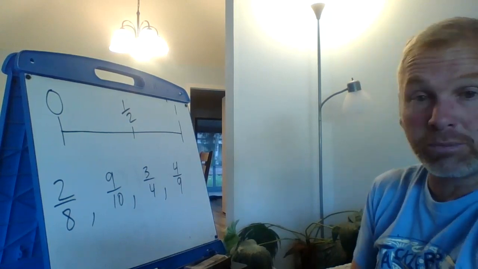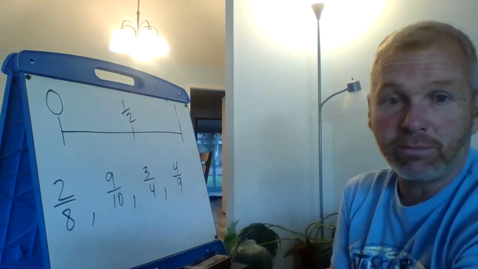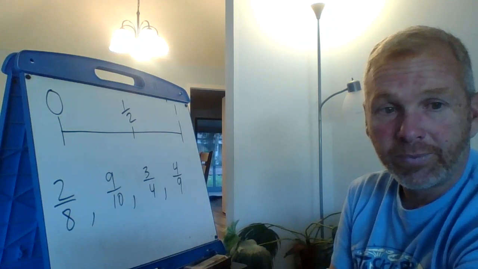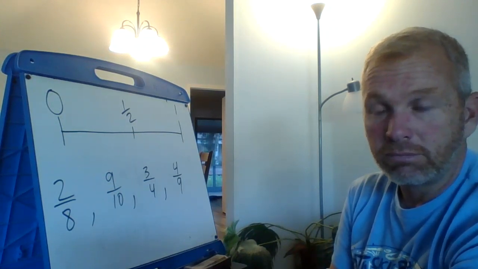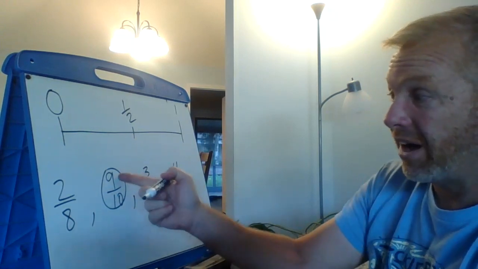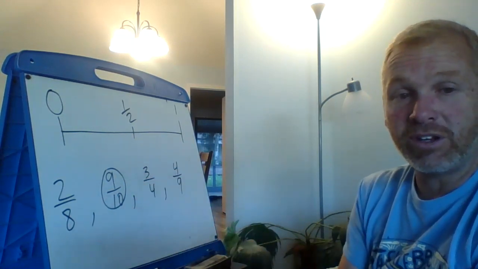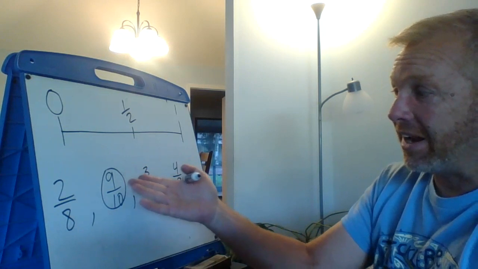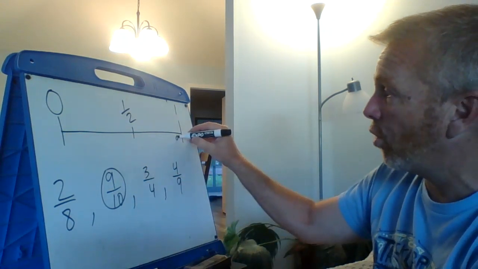Is there one of them that jumps off the board at you immediately? I'll let you look at it in a second. This one's kind of glaring at us right here. 9/10. 9/10 is almost equal to 10/10. It is 9 out of 10. That is almost a whole.